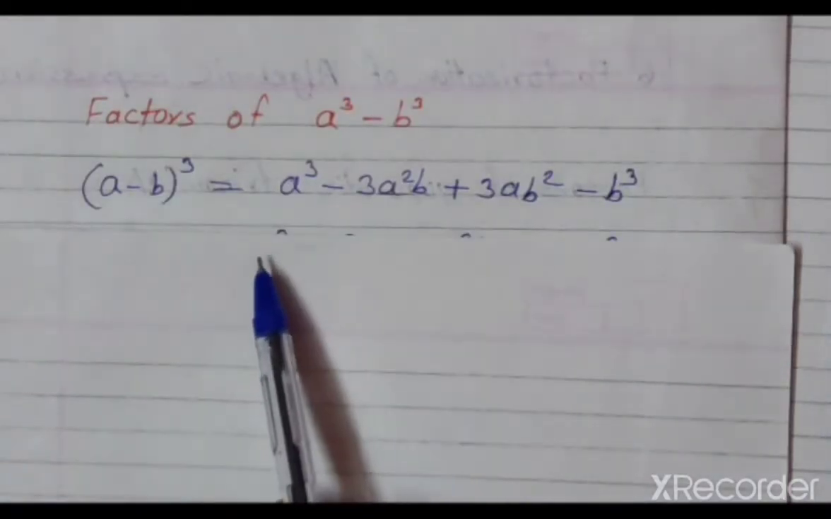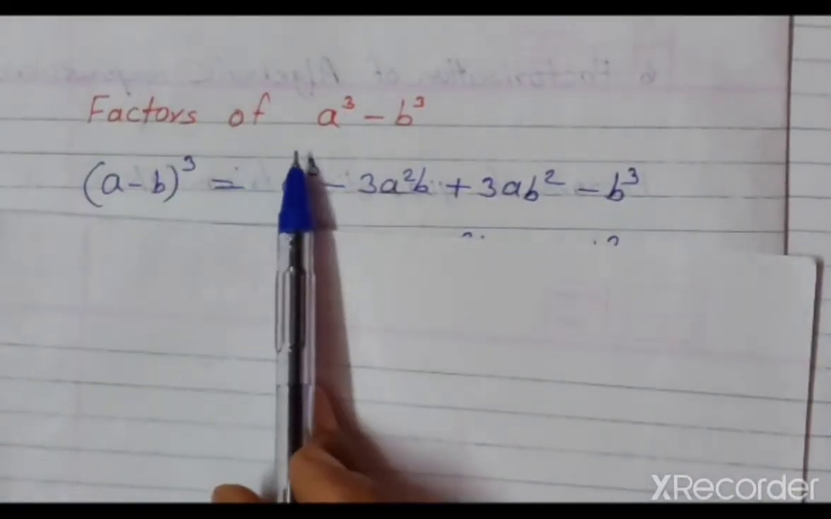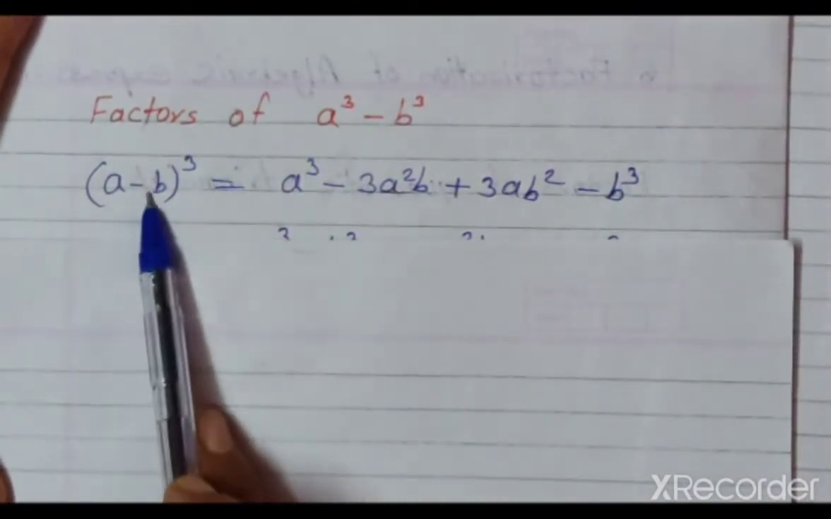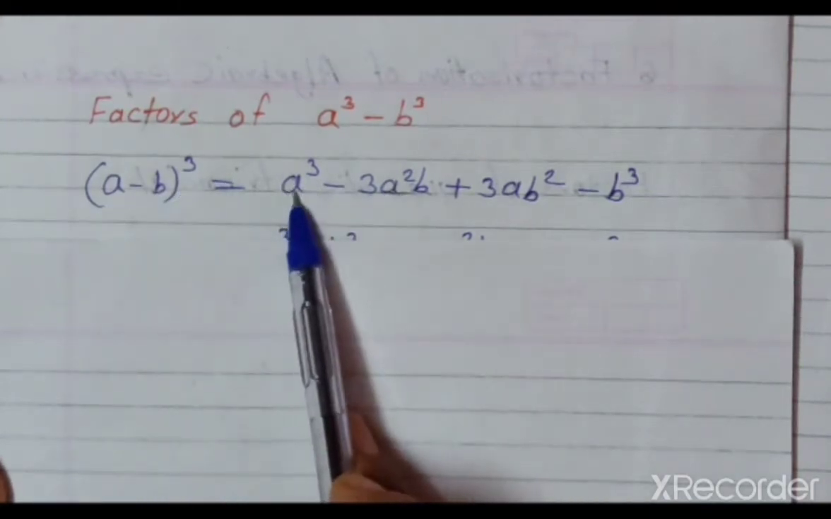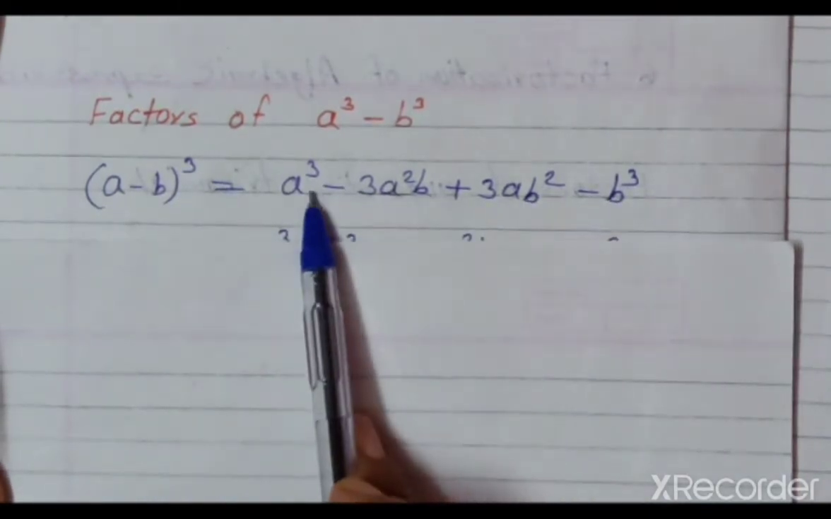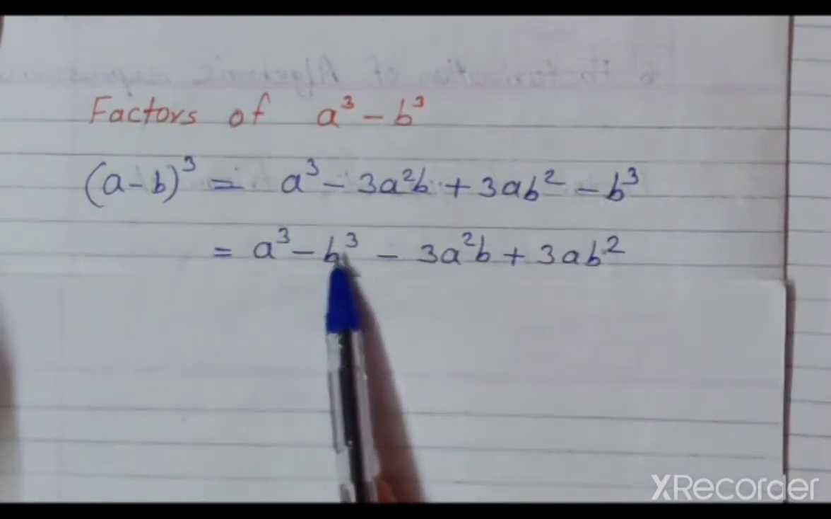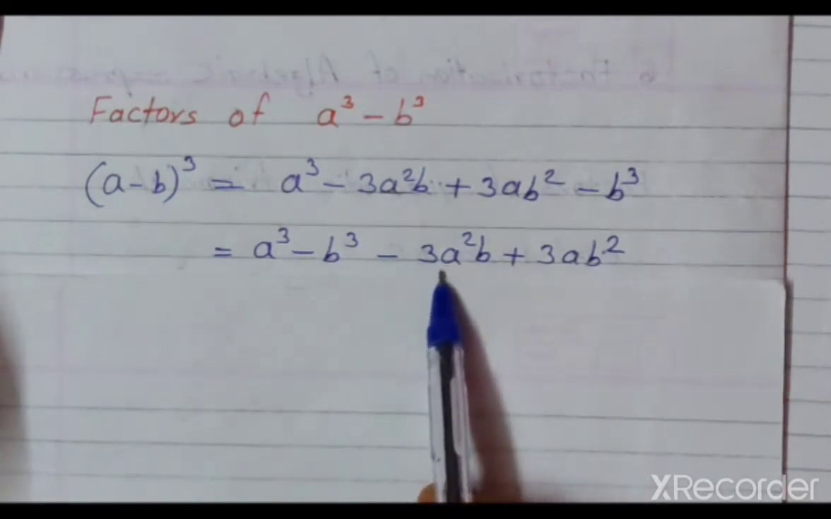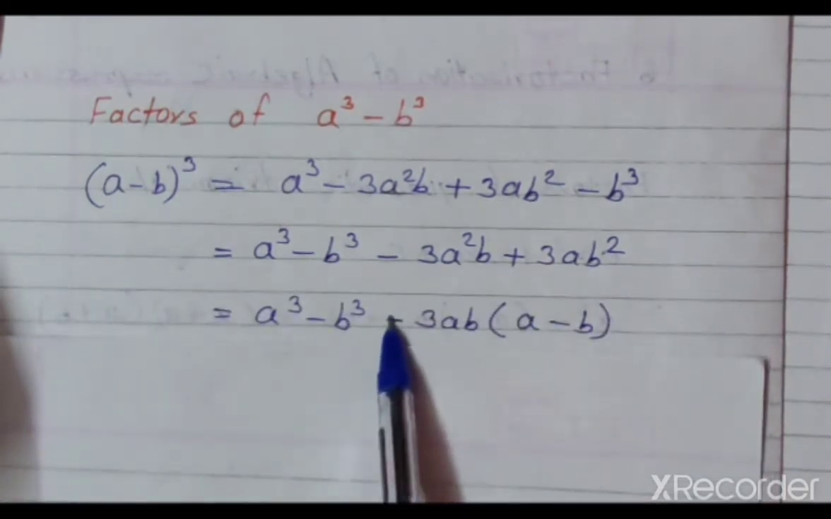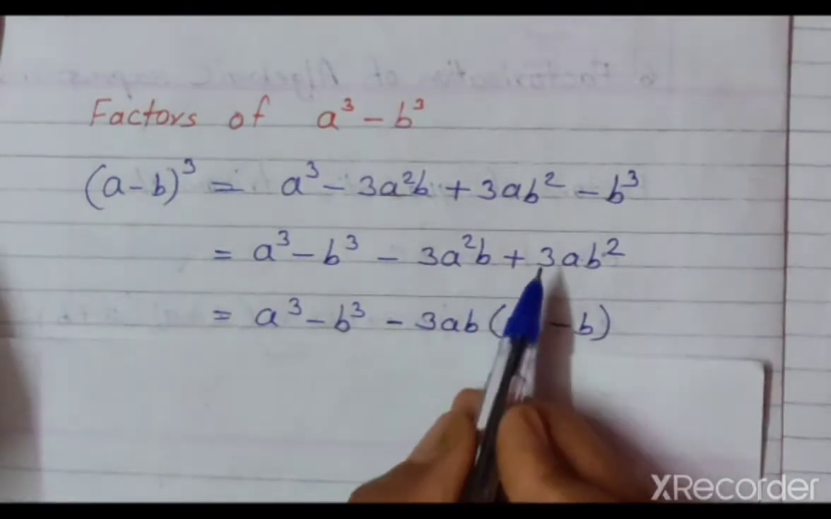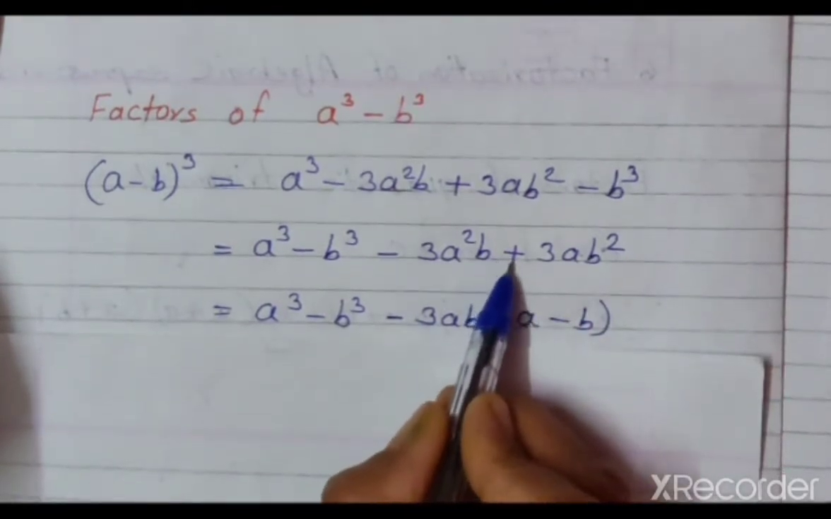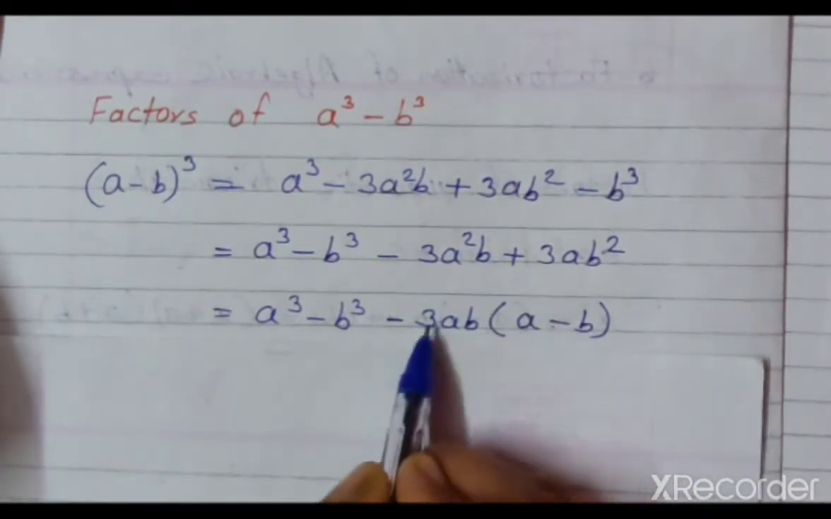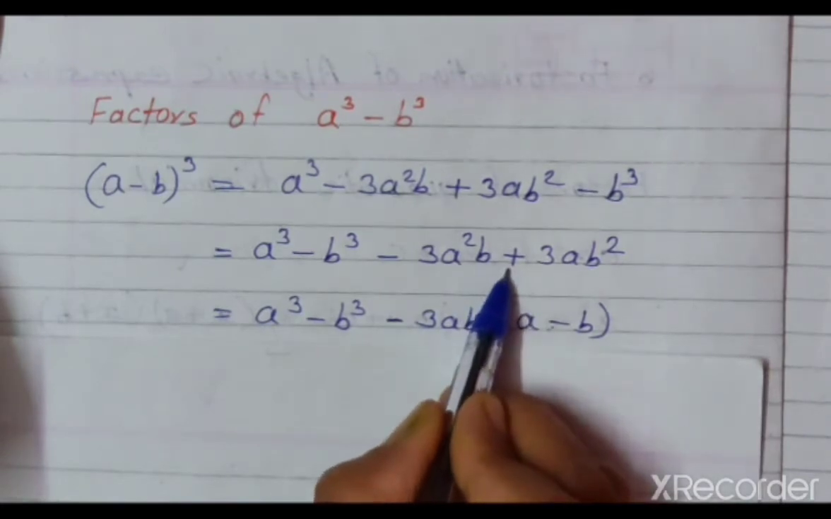By using similar steps we can find the factors of a³ − b³. So let's start. We know again the expansion of (a − b)³ is equal to this one. Take these cube terms together and the remaining terms are this one. Again we can take 3ab as a common factor. So here I take −3ab as a common factor. Here this positive symbol converts into negative, so that negative into negative becomes positive.